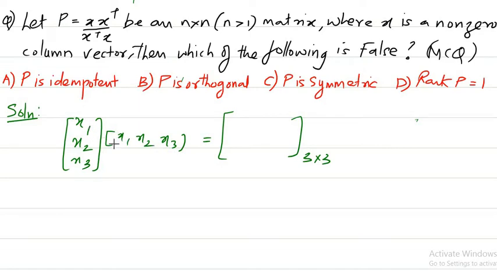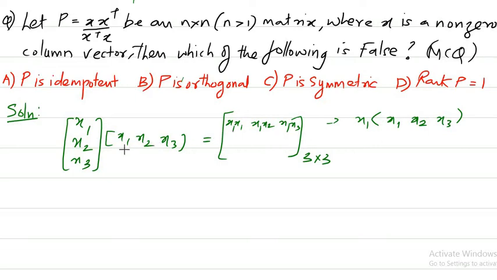Here when you multiply, the entries in the first row are x1 times x1 as the first entry, next x1 times x2, and third x1 times x3. That means you're just multiplying this row by a constant x1, so you get the first row. Think in that fashion.